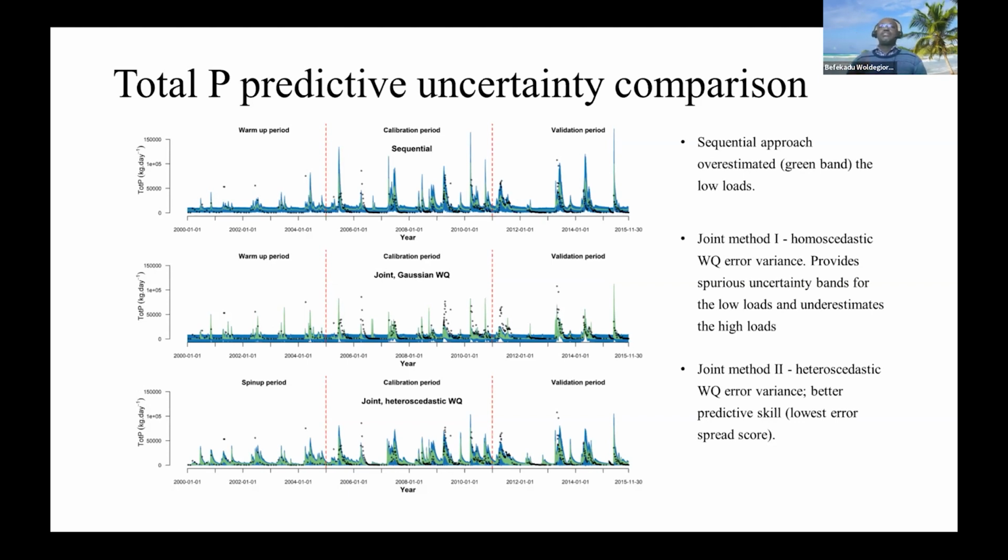So the message here is that joint inference of hydrological and biogeochemical model parameters leads to more optimum biogeochemical calibration only when the right choice is made for the error model.